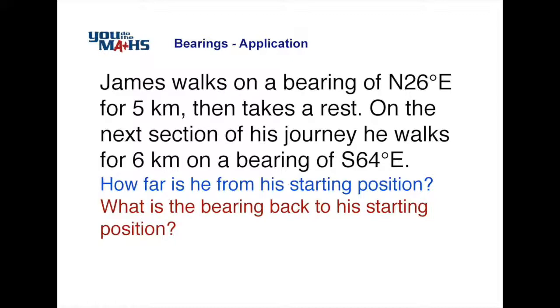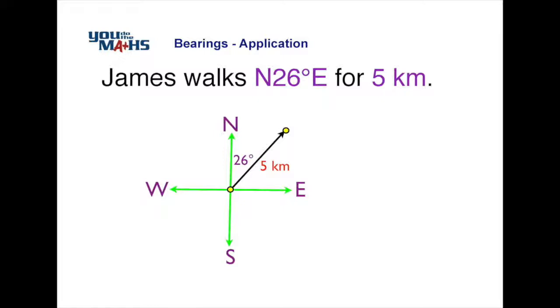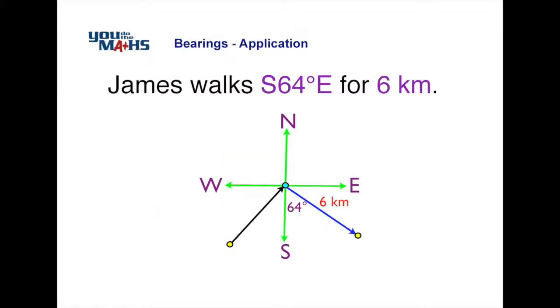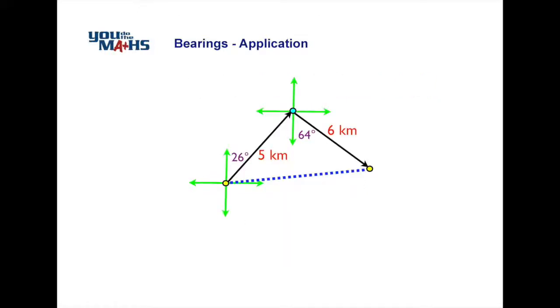In any word problem, particularly one on bearings, if we can use a diagram to help us, it's important we do so. The first part of the journey starts by heading in a northerly direction and then moving 26 degrees towards the east. The next part of the journey, we can start by replacing our compass directions on our new starting point, and we head south and 64 degrees towards the east. We can put this information together to create a triangle to help us solve the problem.